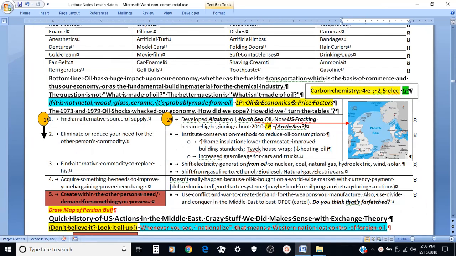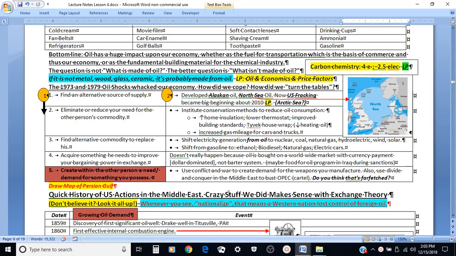Now we'll finish up. We're almost done here with this. I'll stop at this point here. So we said bottom line is oil has a huge impact upon our economy, whether as a fuel for transportation or as the building blocks for the chemical industry, right? Virtually all the material in this world is made of oil, unless it's just, you know, basic, real natural products, wood and so forth, glass.